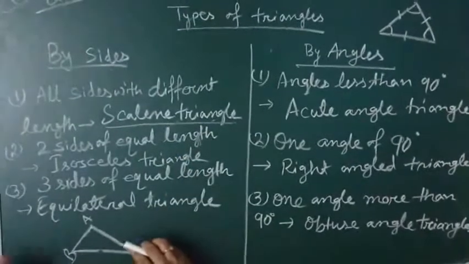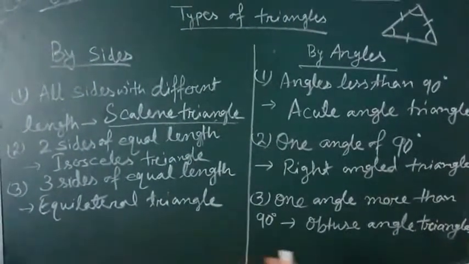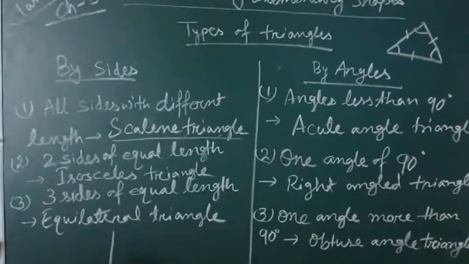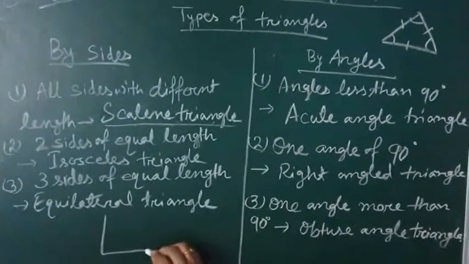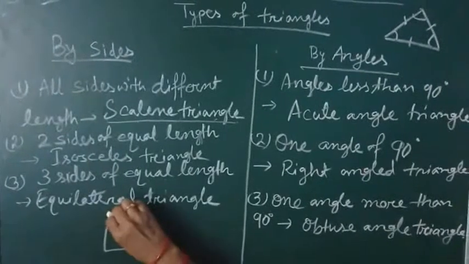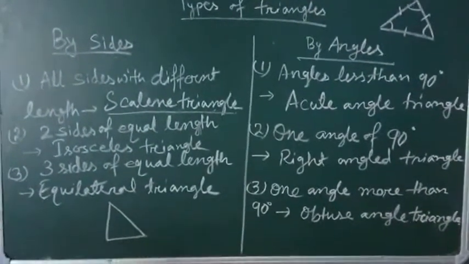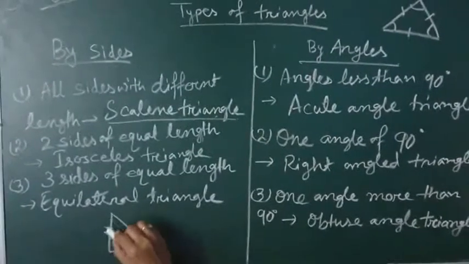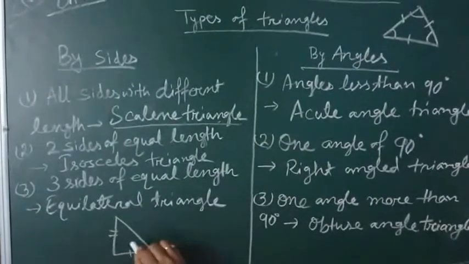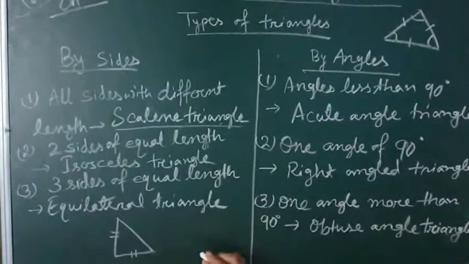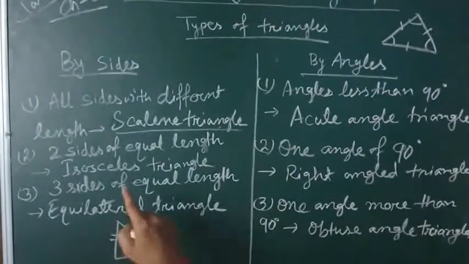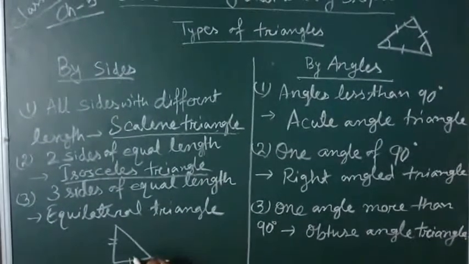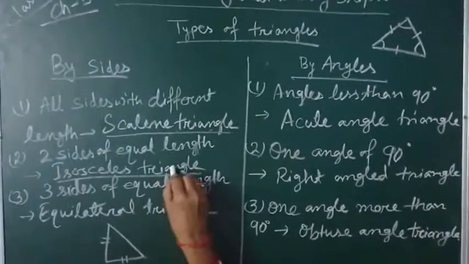Now suppose two sides of the triangle are equal. We can think of one set square you have in your geometry box, which we used to call 45, 45, 90. Here see, these two sides are equal. So what type of triangle is it? By the sides I can tell it is isosceles. When will it be called an isosceles triangle? If two sides of the triangle are equal. This is called an isosceles triangle.